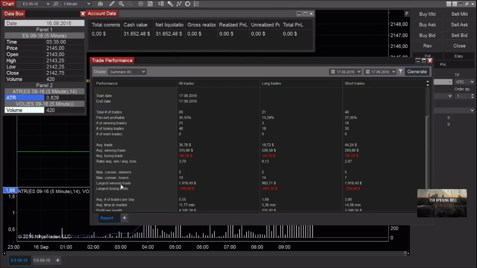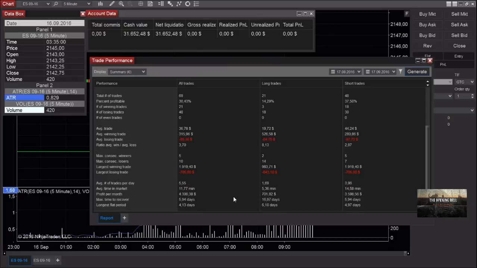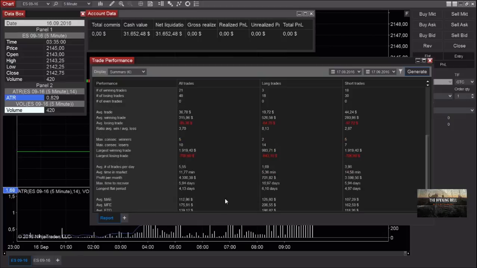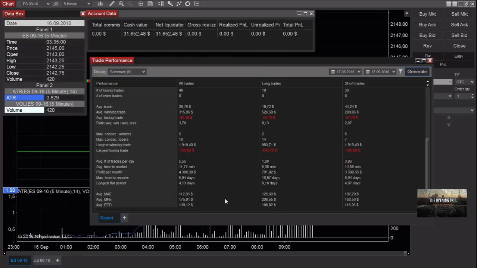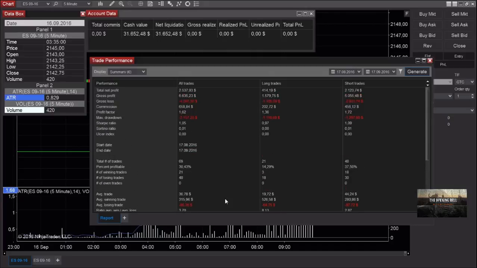Largest winning trade is a nice trade, 1,900, also a short trade. And then we have losing trades here, actually not so significant. It's a very good sign that our winning trades exceed our largest losing trades, which is very nice. Here you see average trades per day, 5.5. Average time in the market, 12 minutes. Profit per month, 4,300. I don't know where this figure comes from. We should look at the net profit rather. Yeah, that's it.